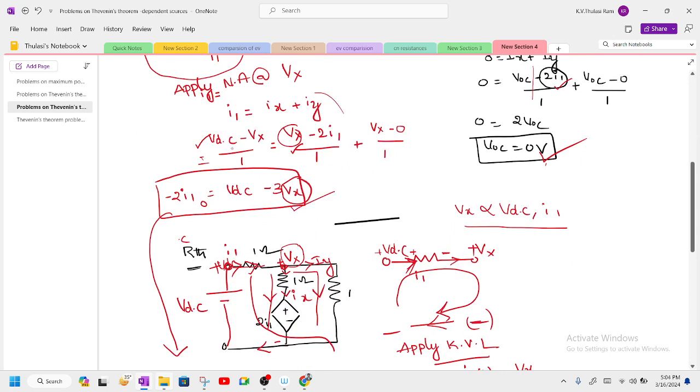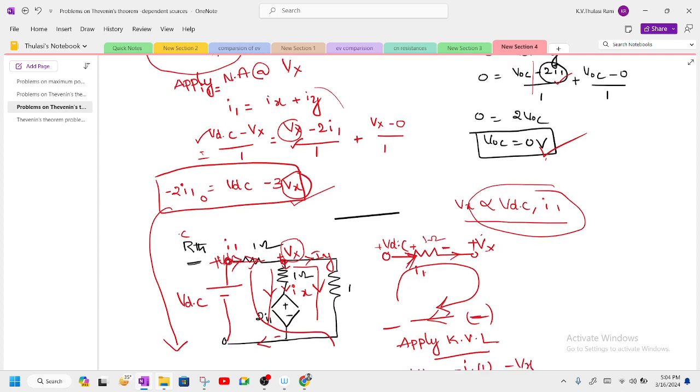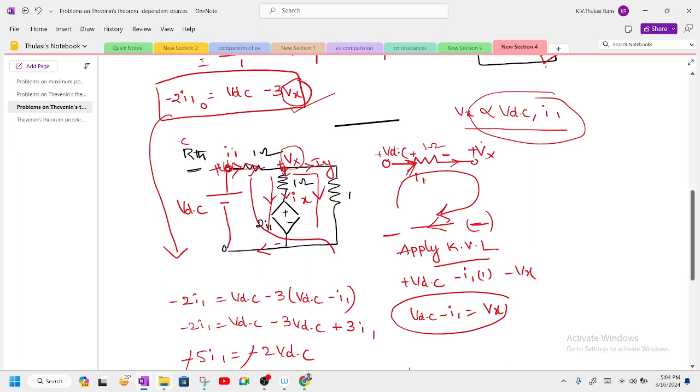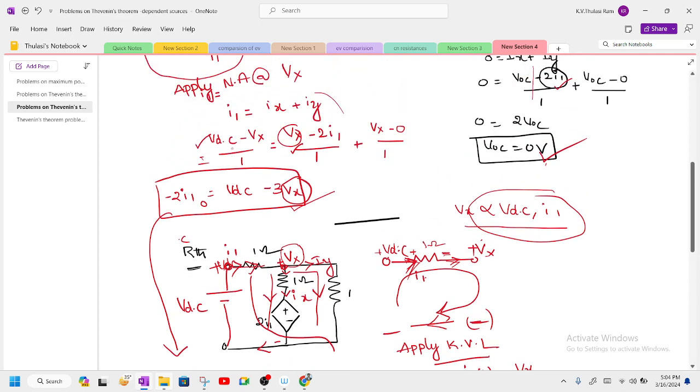How to solve this Vx? Again, we want a link between Ix, which should be expressed in terms of VDC and I1. I read on the network, this VDC is there, this Vx is there, and current I1 is there. This is one voltage, this is another voltage, and here you have a 1 ohm resistor. So in order to solve it, I have applied the KVL. Current is leaving, plus VDC, and current is leaving, minus I1 into 1, minus Vx. So now I got the value of Vx. So from this equation, I have solved it.